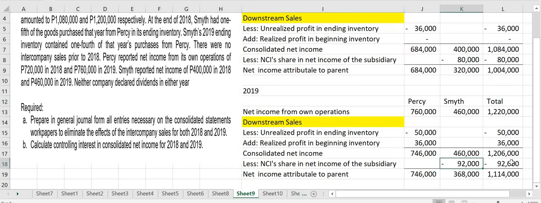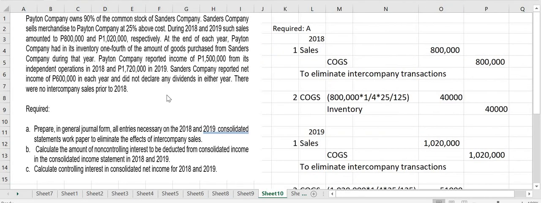So therefore, our consolidated net income attributable to the controlling interest or net income attributable to parent is actually 1,114,000. So from your consolidated net income of 1,206,000, you deduct NCI share in the net income of the subsidiary of 92,000 to get your net income attributable to parent of 1,114,000. Okay, so let's have our problem 2.